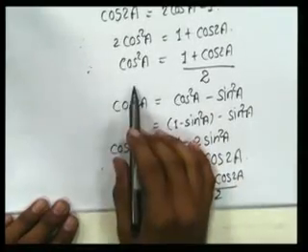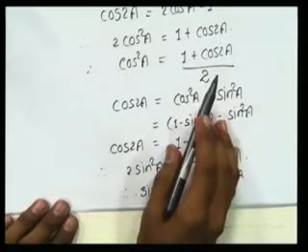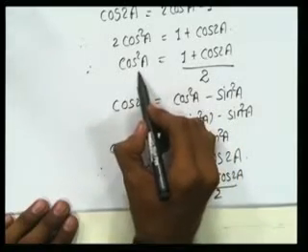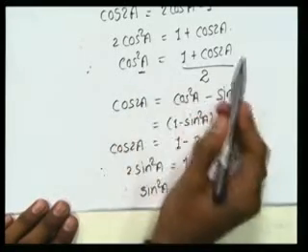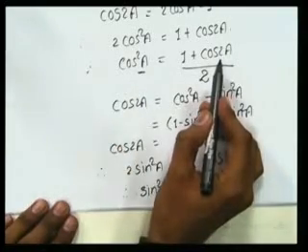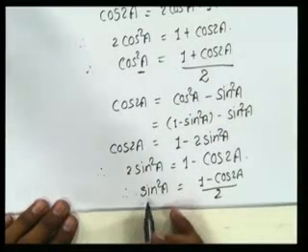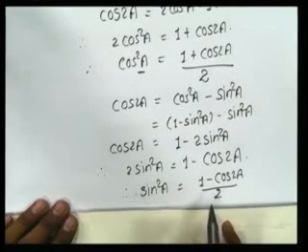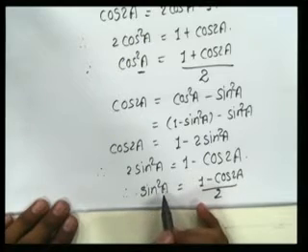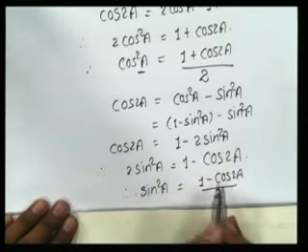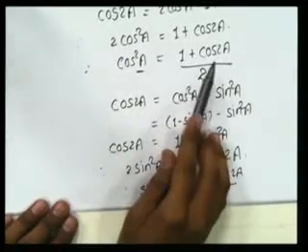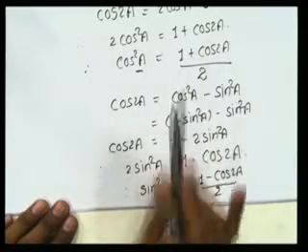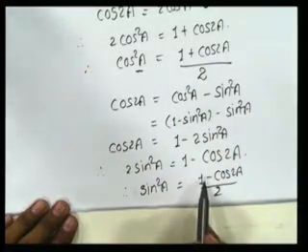If you see, the formula of cos² A is (1 + cos 2A) by 2. On the left-hand side the angle is A, on the right-hand side we are getting the double angle. And similarly we are getting the formula sin² A equal to (1 − cos 2A) by 2. On the left-hand side the angle is A and on the right-hand side the angle is 2A. If cos, then we are getting plus. If sin, then we are getting minus.